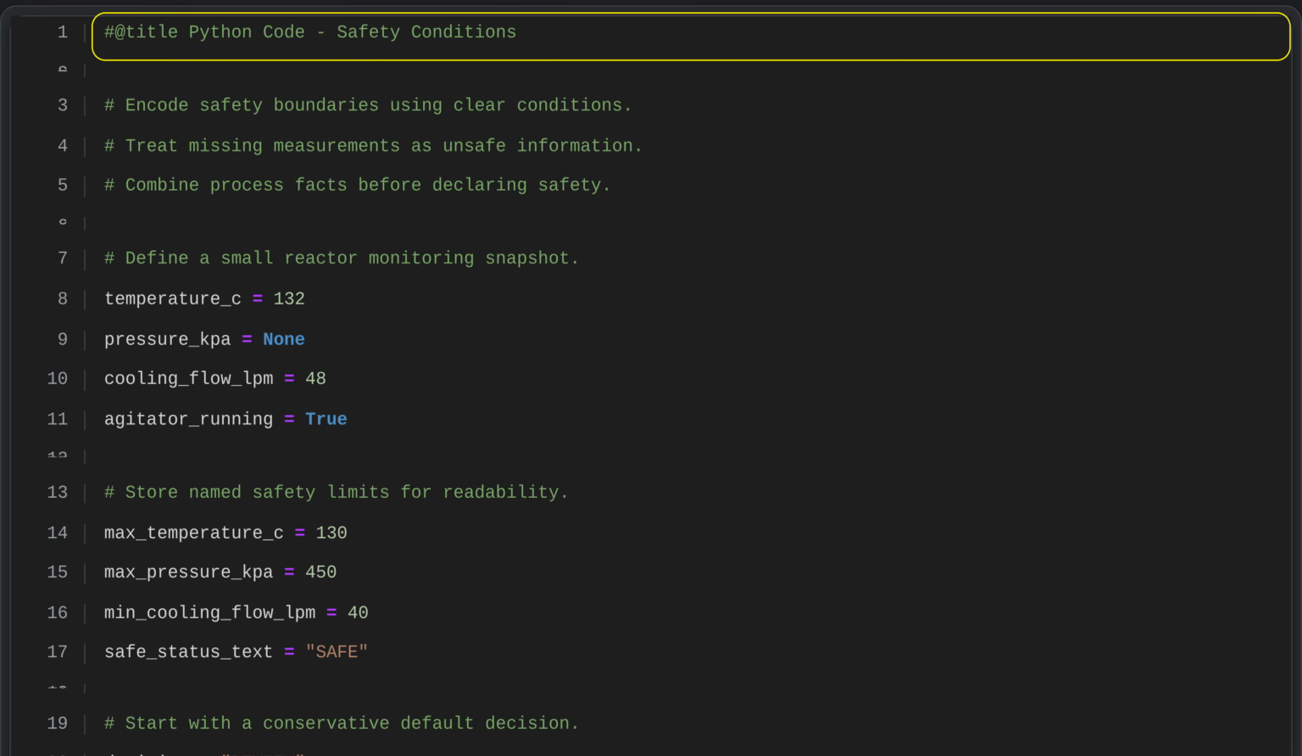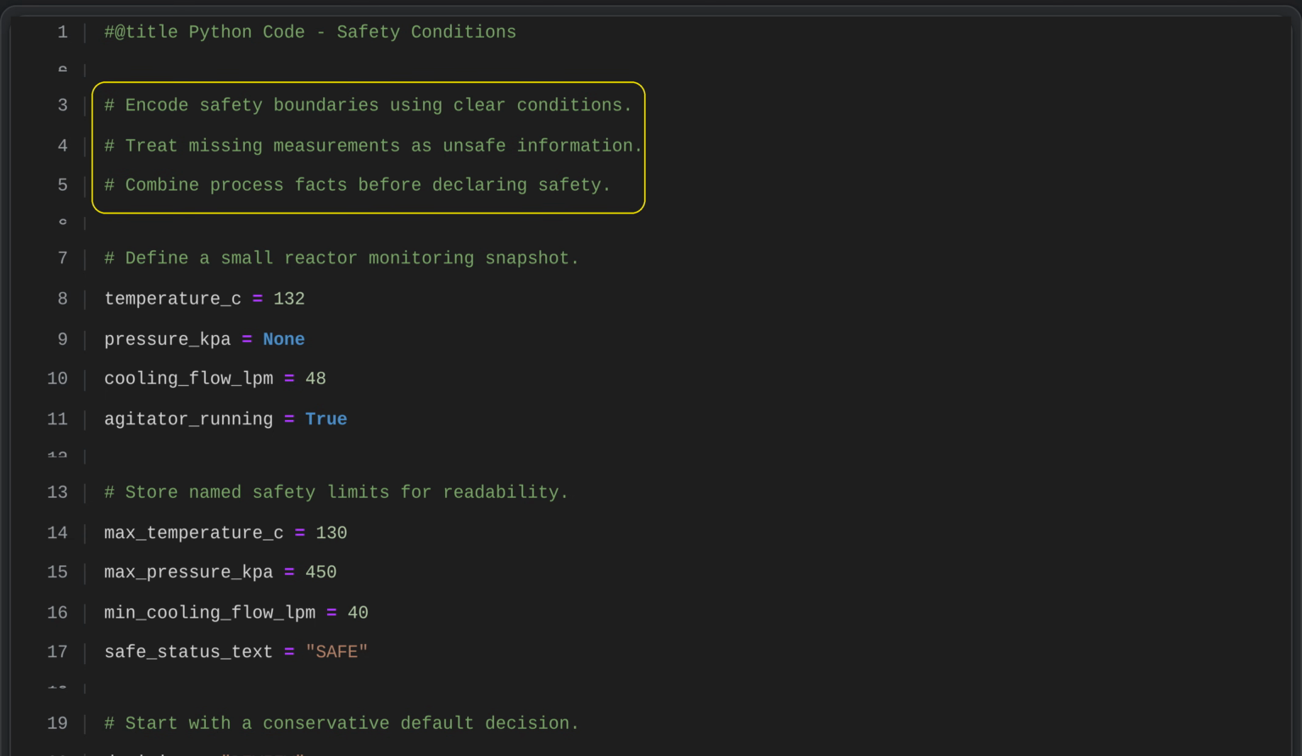Python code, safety conditions. Define safety boundaries with clear conditions and treat any missing measurement as unsafe rather than assuming it is acceptable. Before declaring a process safe, combine all relevant process facts so the decision reflects the full available information.